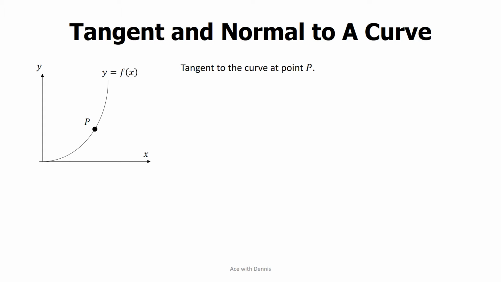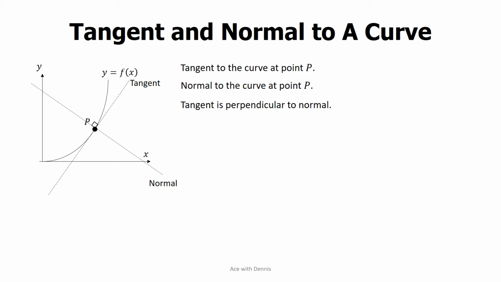First, we learn tangent and normal to a curve. Here is the curve with the equation y equals f(x), and this is a point. Any point on the curve, we label it as point P. Tangent to the curve at point P, we'll draw a straight line touching point P. This is the tangent.